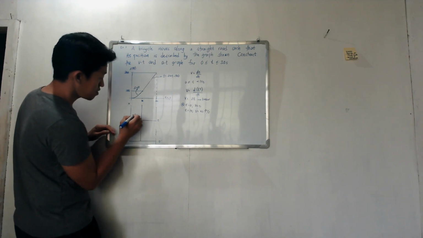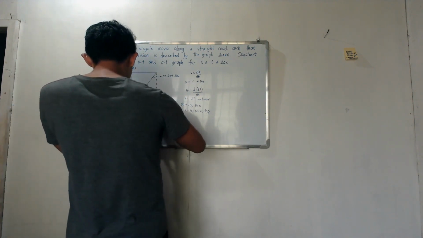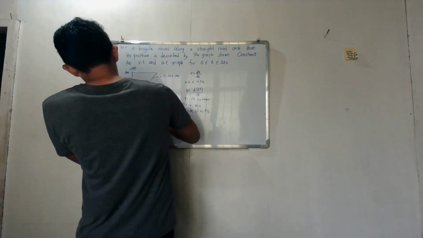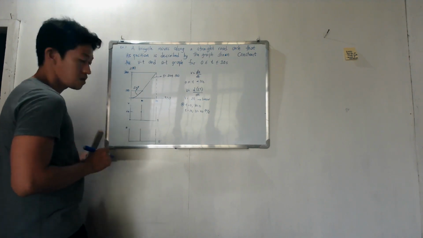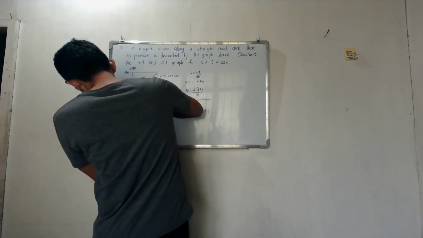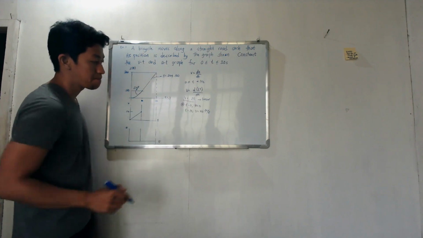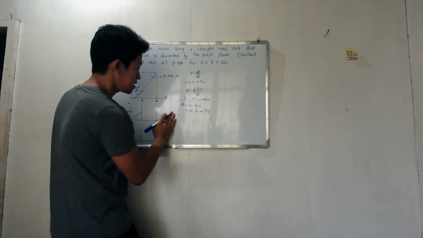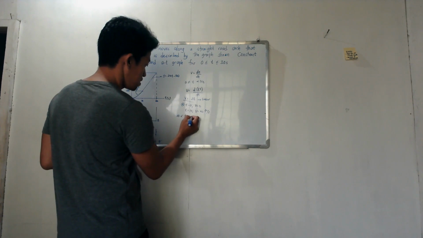So we will now plug in this one. So you have 0, 0 and 20. This is 20. And okay, so this is the graph for this one. Okay, let's proceed from 10 to 30 seconds.